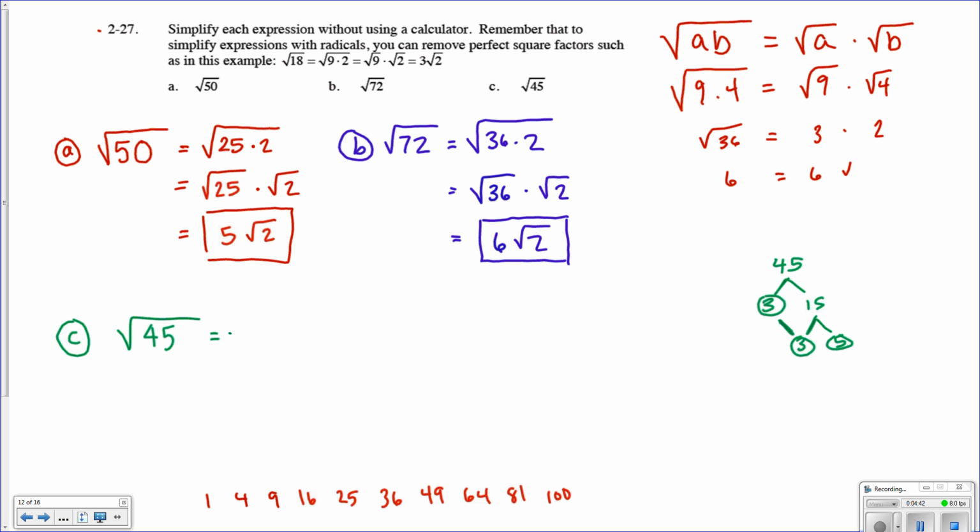So let's take that and break it into the square root of 9 times 5, which is the same thing as the square root of 9 times the square root of 5. Square root of 9 is 3, so we get 3 radical 5, or 3 times the square root of 5. And that is our answer for C. That is the last one there. So we'll continue to practice these more and more. But remember, the key here is to look for perfect square factors that go into the values that you're given under the radical. This is problem 2-27.